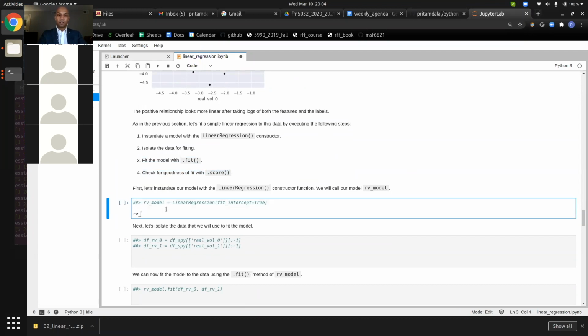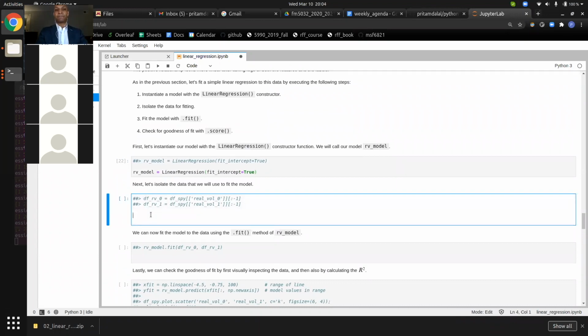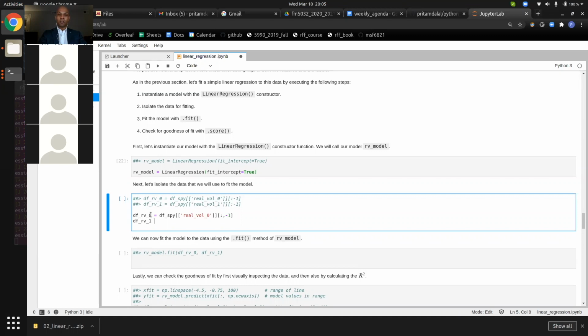All right, so let's call it RV model, and let's put in a LinearRegression with fit_intercept equals True. So we are going to fit the intercept this time. Okay, next let's grab our features and our labels. So these are our features. It's current volatility. And realvol1 is our label that we are trying to predict. So future volatility.